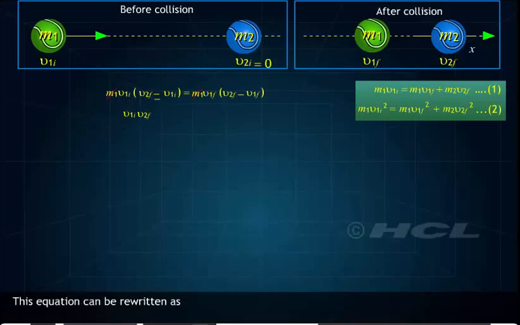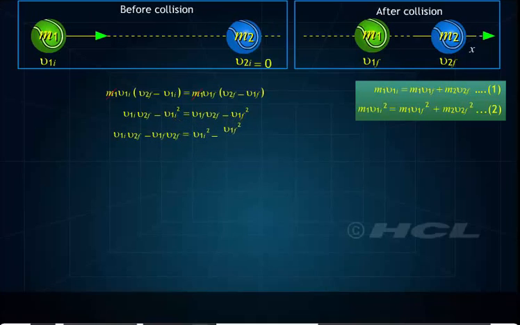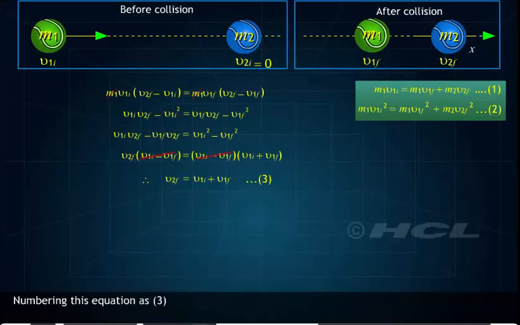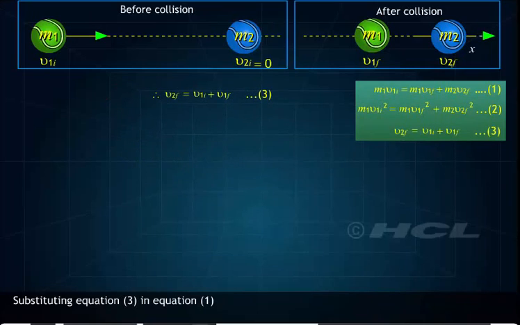Cancelling m1, v2f v1i minus v1i square equals v1f v2f minus v1f square. So v2f v1i minus v1f v2f equals v1i square minus v1f square. Then v2f into (v1i minus v1f) equals (v1i minus v1f) into (v1i plus v1f). Hence, v2f equals v1i plus v1f. Numbering this equation as 3.